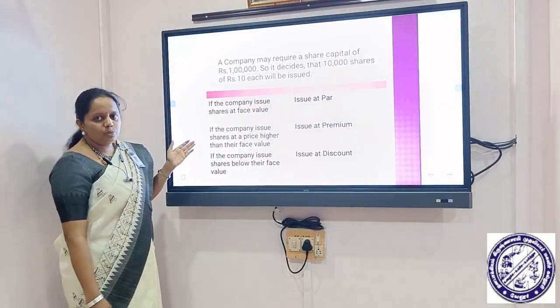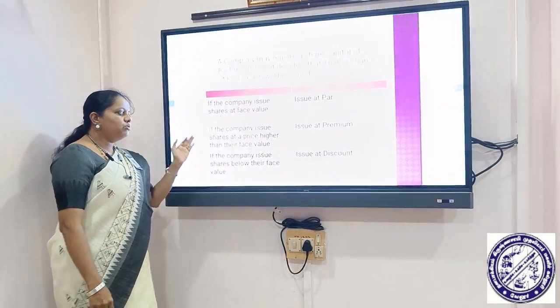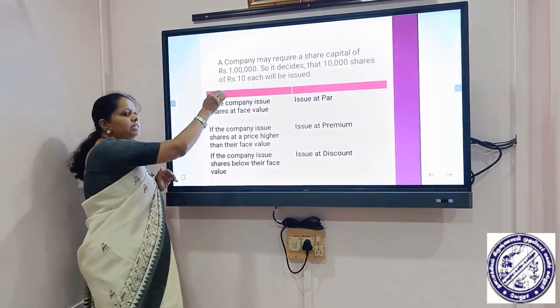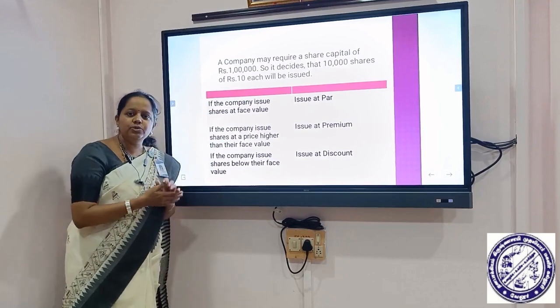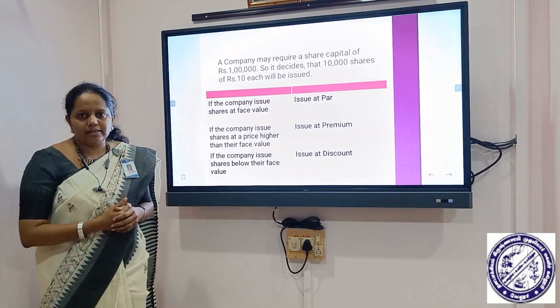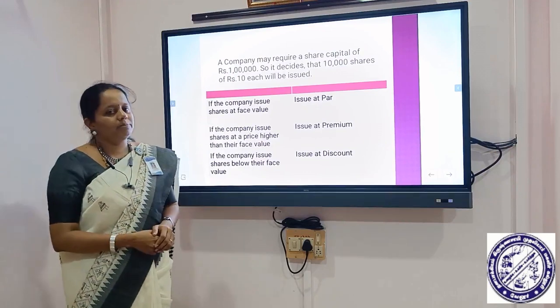And the second situation is, if the company issues shares at a price higher than the face value. Same here, face value is rupees 10. If the company is issuing shares at more than rupees 10, say for example 11, 12 or something like that, then it is termed as issue at premium.